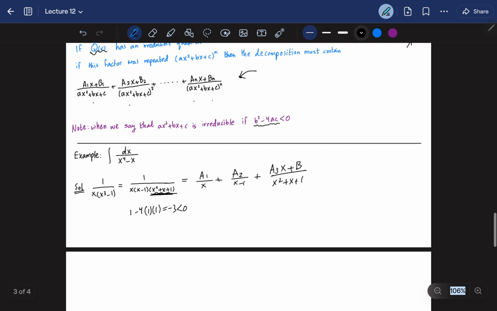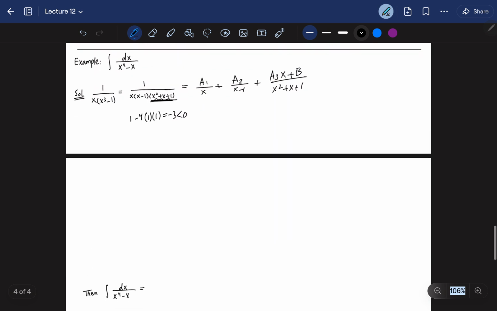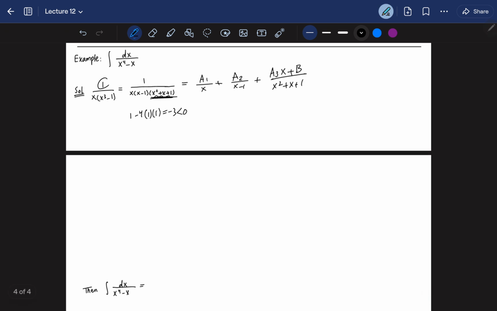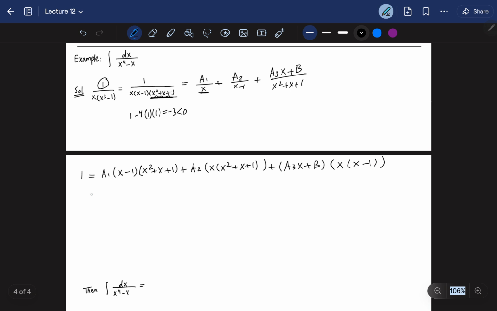And now to apply partial fractions, I need to find the values of these unknown constants. So here I have a 1, so 1 is going to be equal to a1, then the missing terms that we don't have in the denominator here. So I'm going to have x minus 1 times x squared plus x plus 1, then a2 with x and x squared plus x plus 1, and then the last numerator with x times x minus 1. So let's simplify.